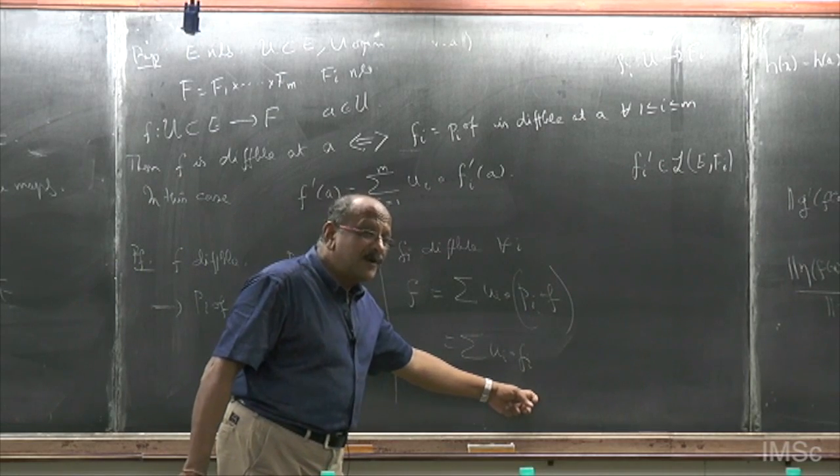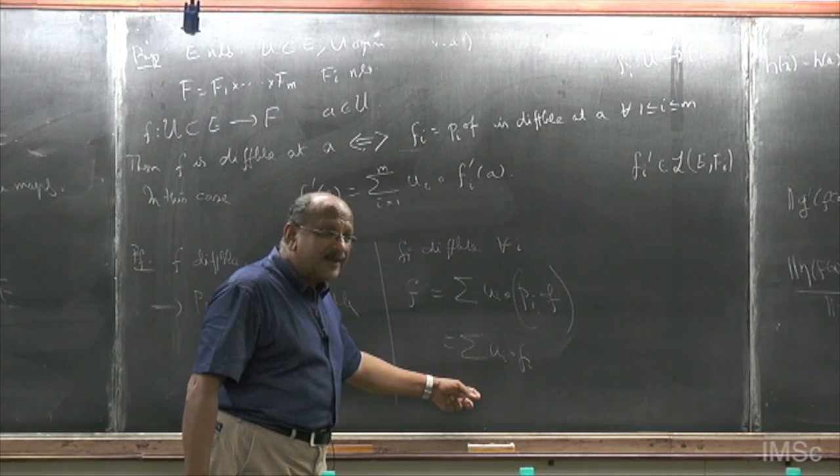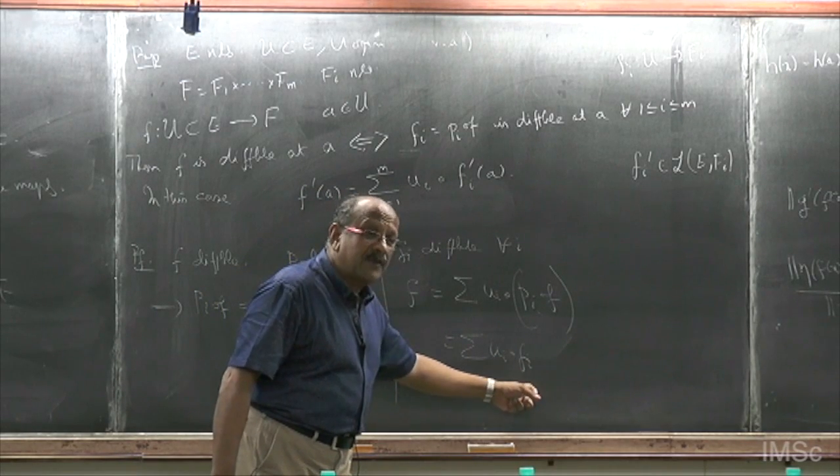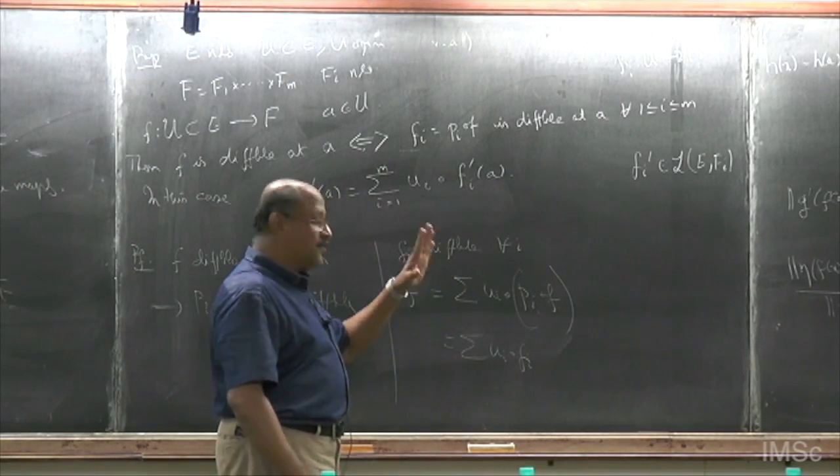fi is differentiable, ui is a linear map, therefore, it is differentiable everywhere, and therefore, ui composed with fi is differentiable, sum of differentiable functions is differentiable, and therefore, f is differentiable.